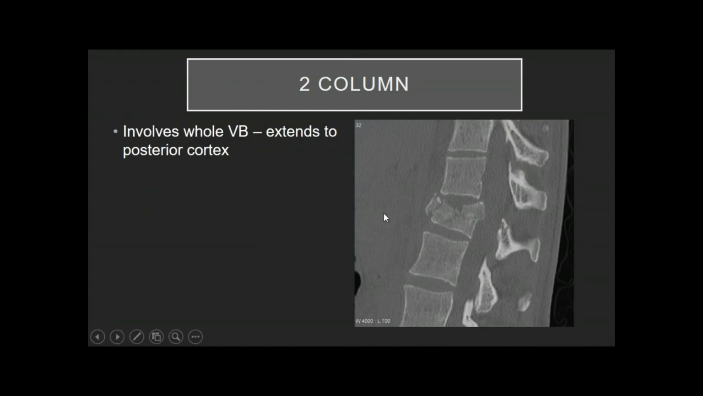What about a two column injury? This is called a burst fracture. This is going to involve the entire vertebral body, and you can see the posterior cortex here is retropulsed, and it's putting pressure on the spinal canal. So an injury like this could theoretically hurt your spinal cord. Okay, so these, you're always going to have a consult with a surgical service to make sure that the patient is clinically stable, and if they're clinically unstable, then that is something that they're going to be thinking about operating on.